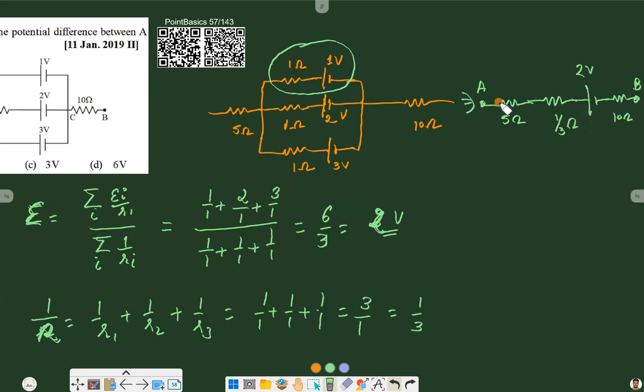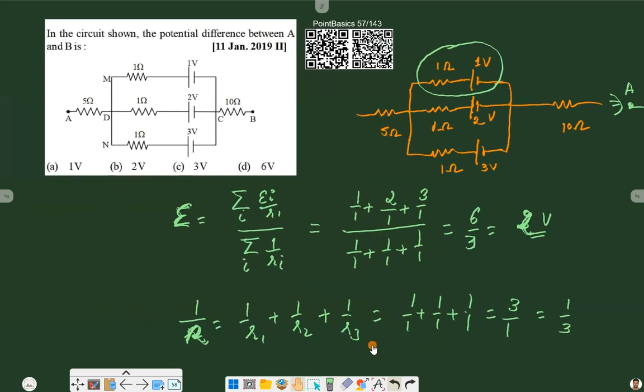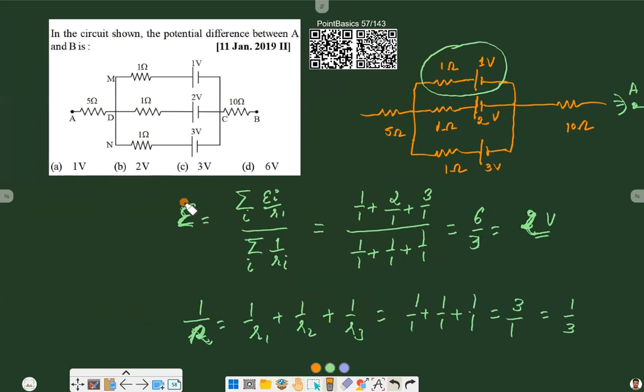Now as we can see, A and B are not connected. This is not a closed loop, and no current is given here. So as no outside current is given and there is no closed loop, no current is flowing in this circuit. And if no current is flowing, then the potential across points A and B will be equal to the potential across the battery, and the potential across the battery is 2 volts. So the answer for this question will be 2 volts.